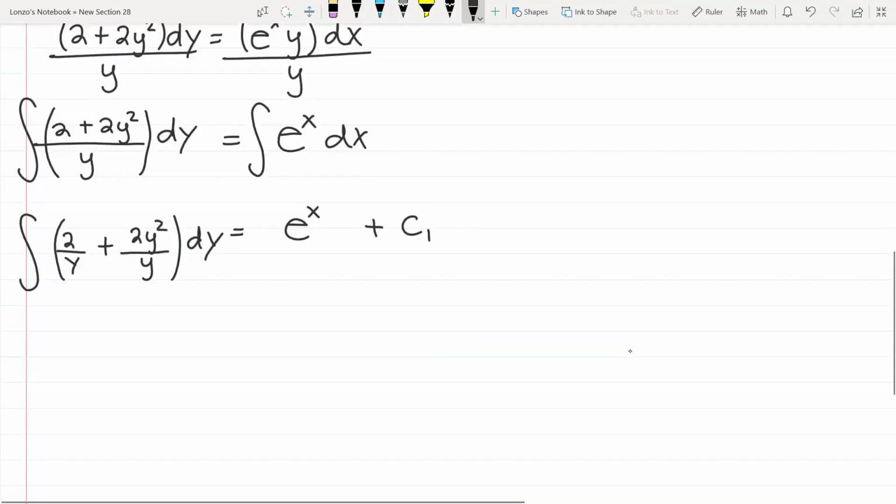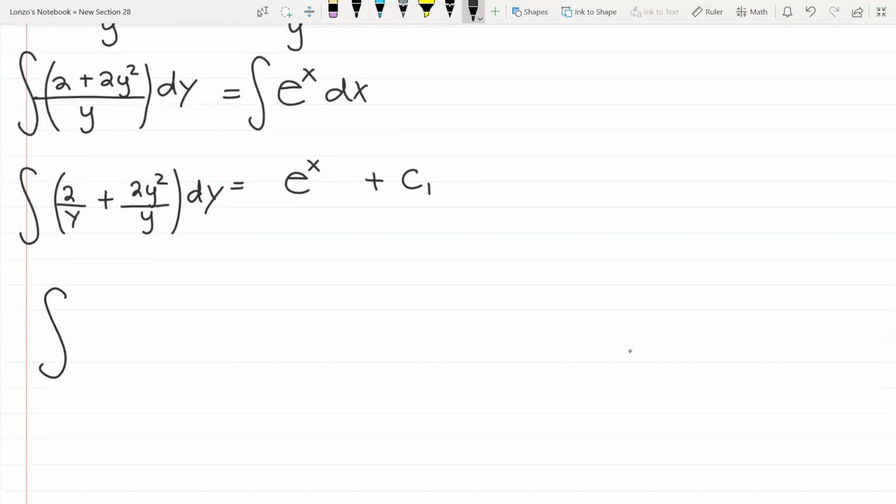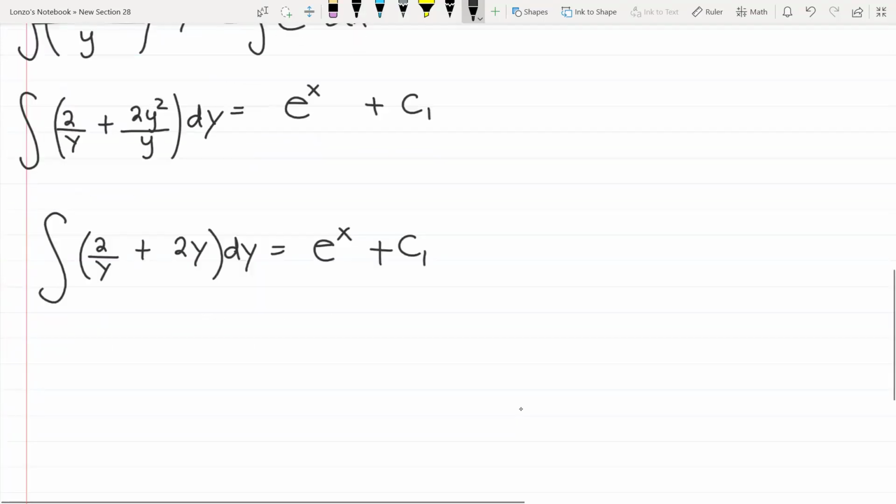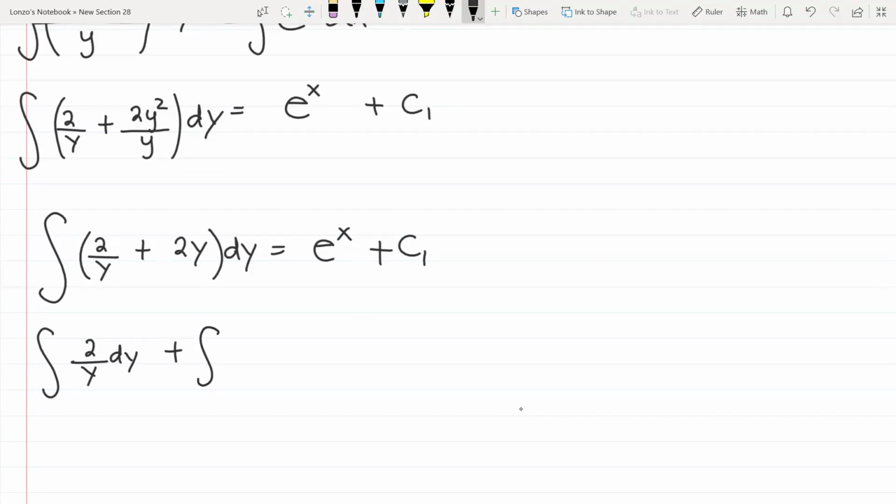So this would be simplified as 2/y plus 2y²/y, which is just 2y, times dy, equals e^x plus c1. Now we can integrate the left side. How do I integrate the left side? I'm just going to write it as two separate integrals to make it easier: the integral of 2/y dy plus the integral of 2y dy.